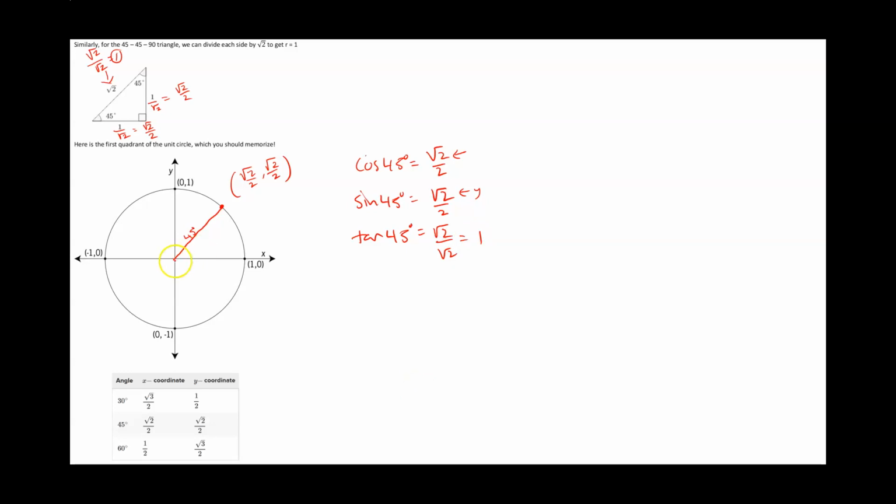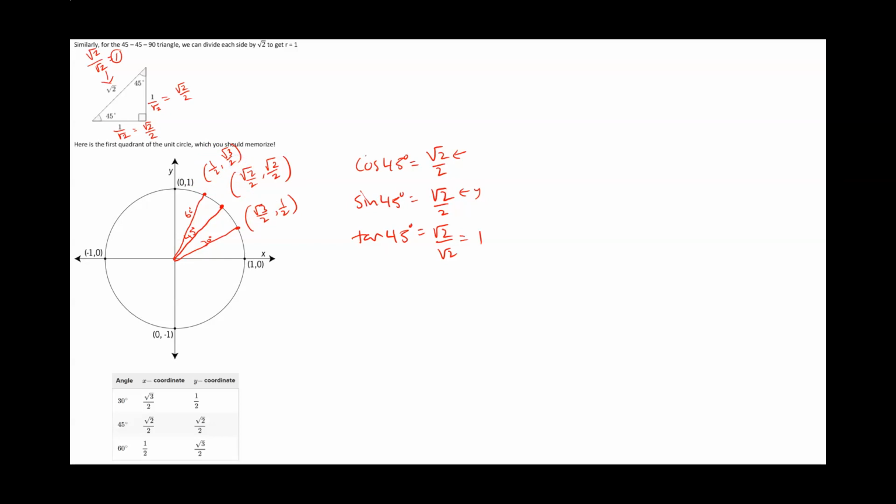Now for 30 degrees, so this will be our 30-degree angle here. We know that our point is going to be radical 3 over 2, comma 1/2. And then for 60 degrees, so this is going to be the 60-degree angle here. The ordered pair is going to be the reverse of the 30 degrees. So it's going to be 1/2, comma radical 3 over 2.